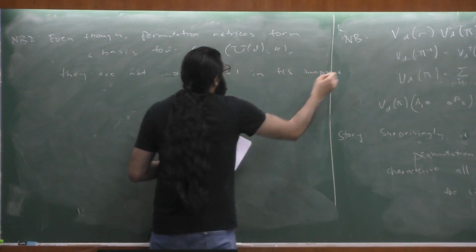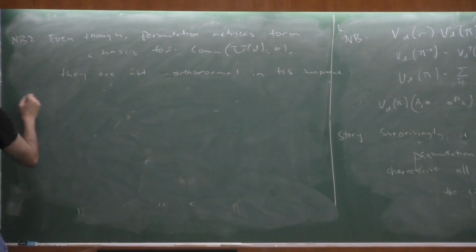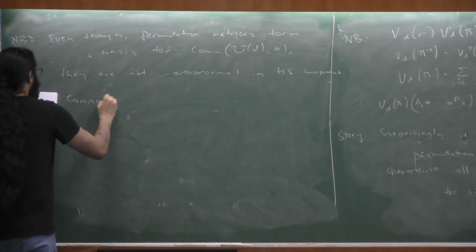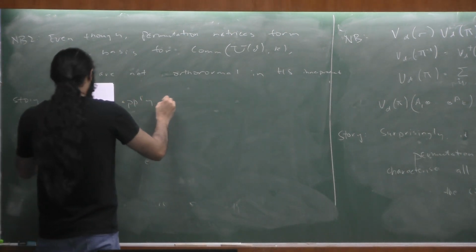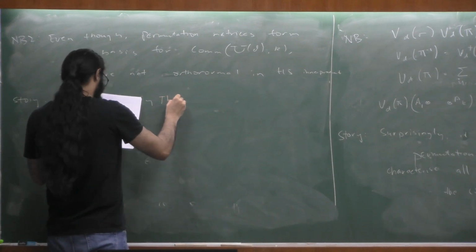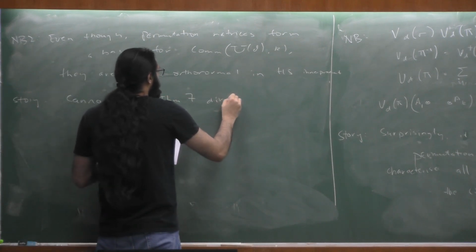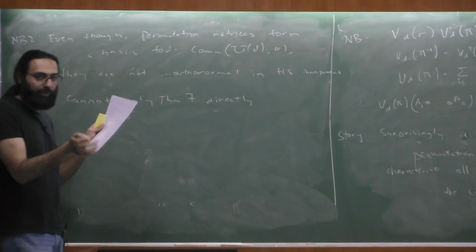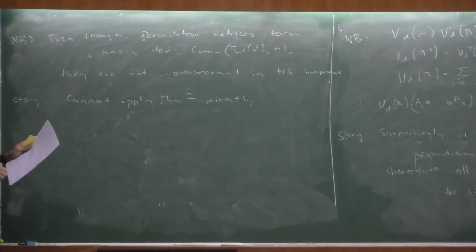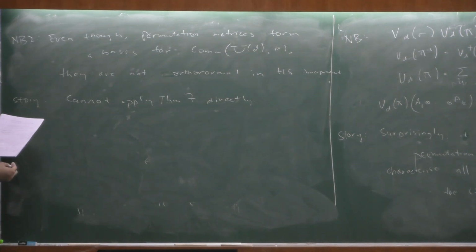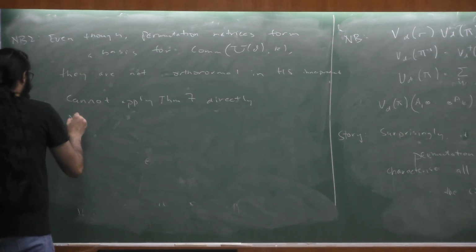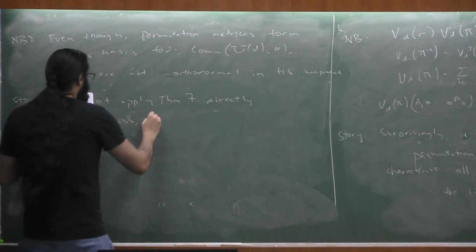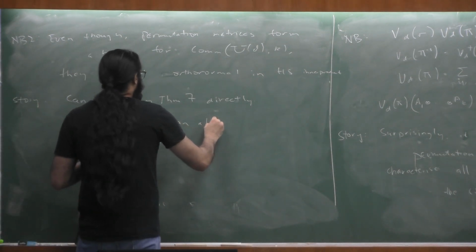So what that means is that, as a consequence, we cannot apply theorem 7 directly. Because theorem 7 was saying that you can just take Hilbert-Schmidt inner products with the operators that are spanning it, but we cannot quite use it. So here we'll have to develop a slightly different approach. Nevertheless, there is an alternate approach.